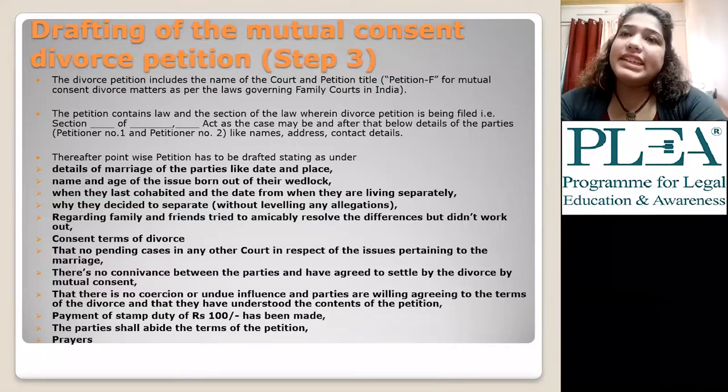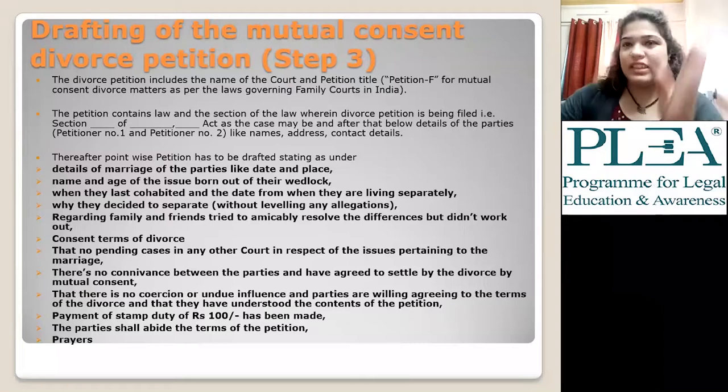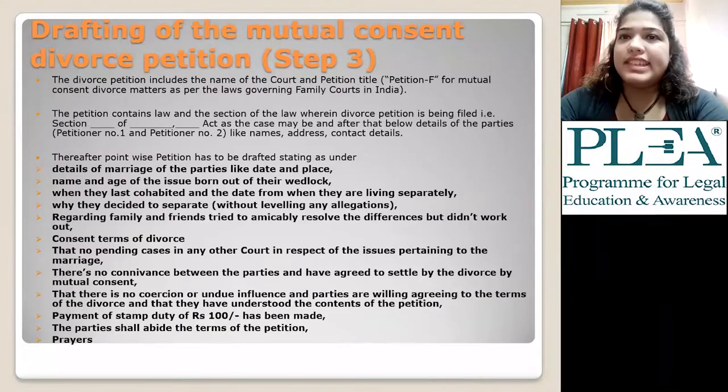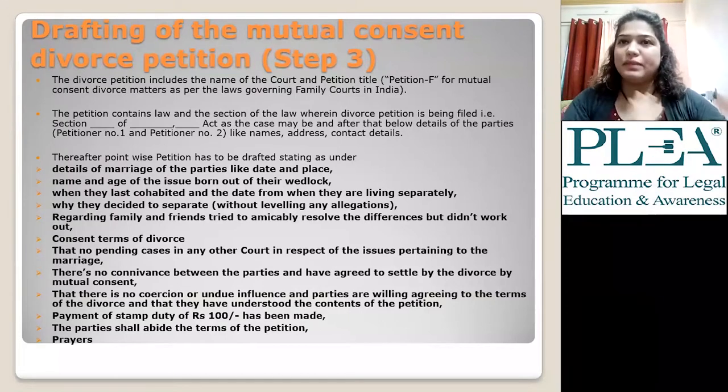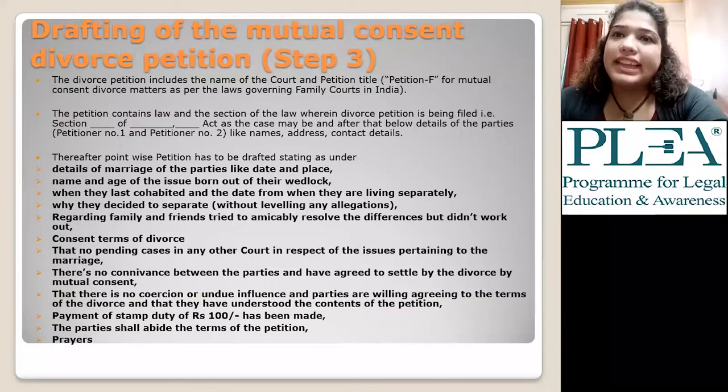Then why they decided to separate, without levelling any allegations on each other. You can just say compatibility issues or whatever. You also have to specify that family and friends tried to resolve the differences, but it didn't work out. Then the consent terms are also required to be attached after this. Either you can just include them in the divorce petition itself, a copy paste kind of thing, but you have to do it properly, even if you are copy pasting, if you have drafted the consent terms separately.